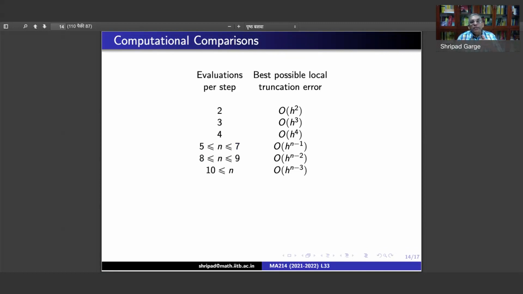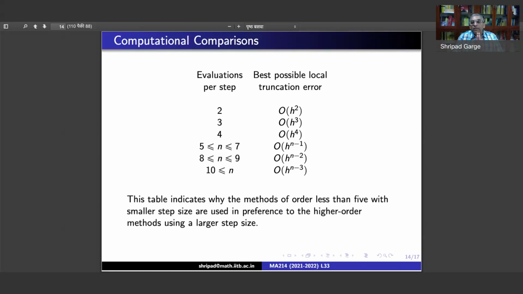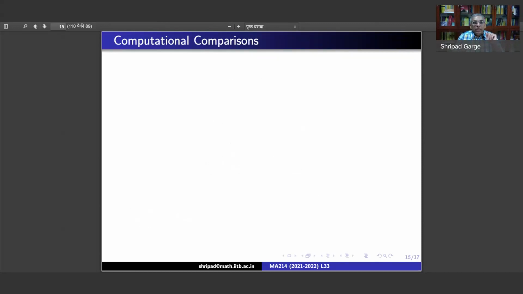And even if you add things to 4, if you go higher, then you are not getting the required error going again higher. And this is why methods of order less than 5, but with smaller step size, are used in preference to the higher order methods using a larger step size. Okay, so this explains why we said that the Runge-Kutta methods of order 4 are the most commonly used methods. There is one more way to compare various methods, and we do it now.